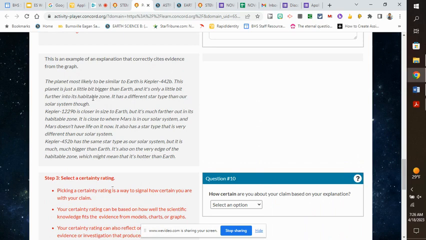Kepler 1229b is closer in size to Earth, but is much farther out in its habitable zone. It is close to where Mars is in the solar system, and Mars doesn't have life on it now. It's also a star type that's very different than our solar system. Finally, Kepler 452b has the same type of star as our solar system, but it is much, much bigger than Earth. It's also on the very edge of the habitable zone, which might mean it's hotter than the Earth.